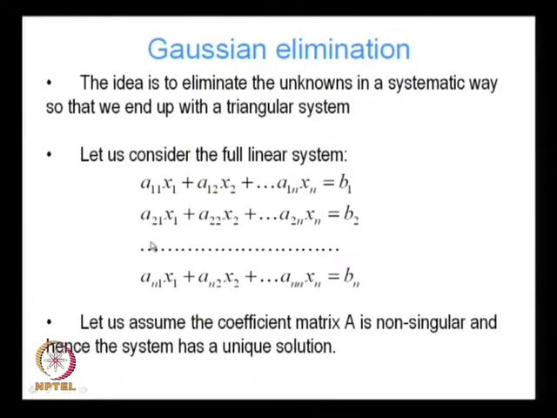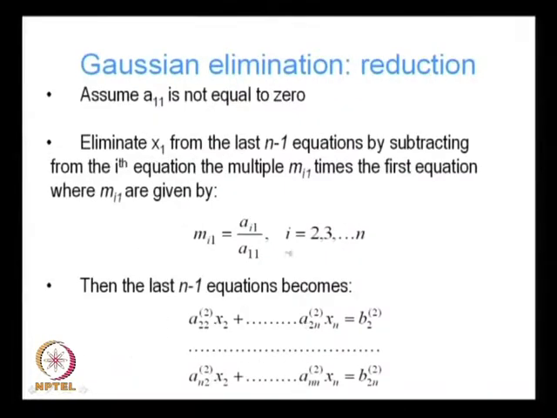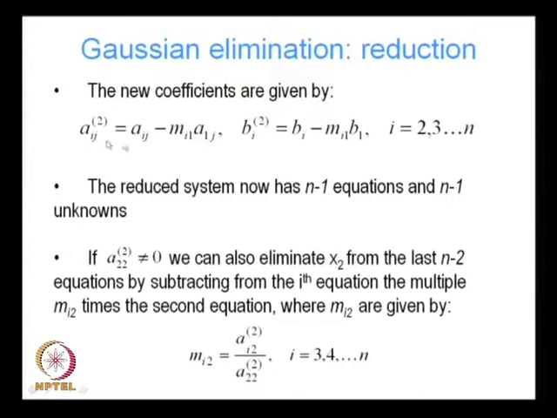So, the coefficient of x1 in the first equation is 1. If we multiply this by a21 and subtract it from the second equation, the coefficient of x1 is going to vanish. Similarly, we do the same thing for the third, fourth, fifth, and so on until the nth equation. If we do this, the last n minus 1 equations are no longer going to have an x1 term. So, we are going to get n minus 1 equations in terms of n minus 1 variables x2 through xn. The new coefficients are given by this, which we wrote in short form symbolically. So, the reduced system now has n minus 1 equations and n minus 1 unknowns.